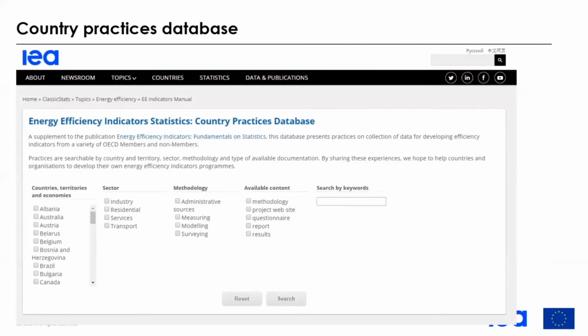For example, if you are planning to develop a new data collection, such as a new household survey, you can check what other countries have done and even the details of that survey, the results, and even the questionnaire of that survey. And also, if you have a country practice that you wish to share, please contact us so we can make it available for others and others can benefit from your expertise.